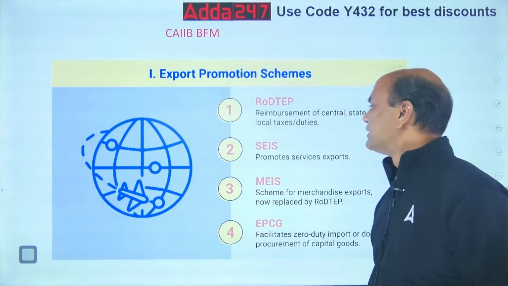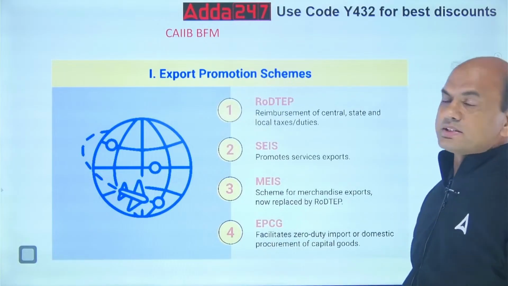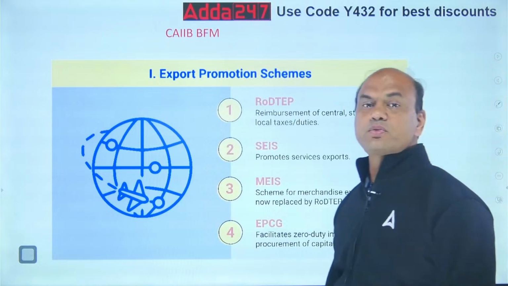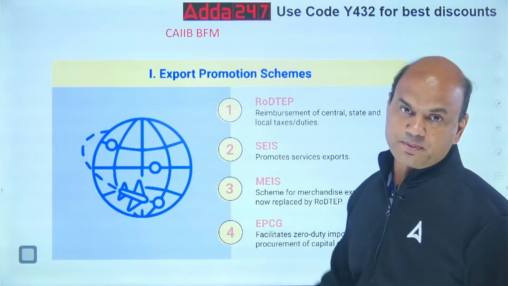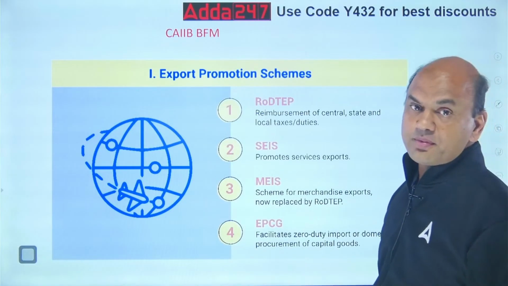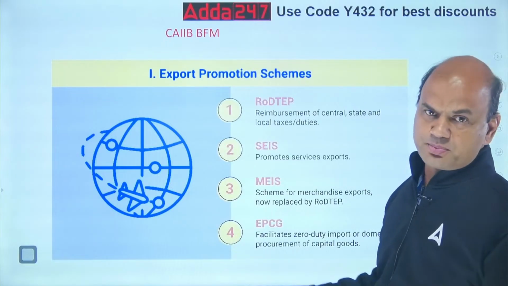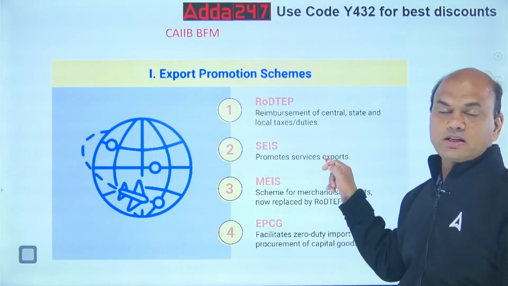Second is SEIS. Now the name SEIS itself suggests services. This scheme is for services. So promotion of service exports. Whatever are your service exports, for them the duties are again exempted. Many tax benefits are given to you.